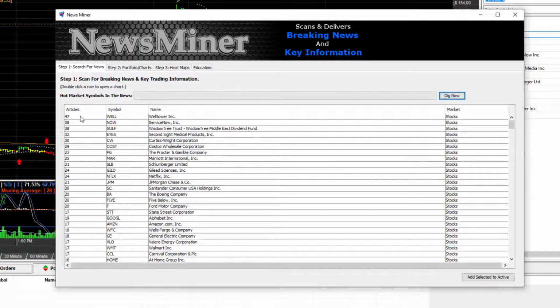So we're going to come down and take a look at this, and it tells you right here: we found this company called Welltower, and it has 47 articles written about it today. How about ServiceNow? It has 38 articles. How about WisdomTree? It has 38 articles. Not one article, not two articles. It has 47 articles written about this stock. All right, now we're talking. Now we're talking about some serious catalysts that are going to move these markets and make them jump and run.